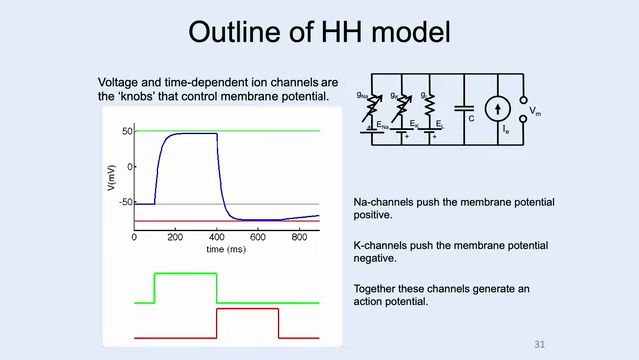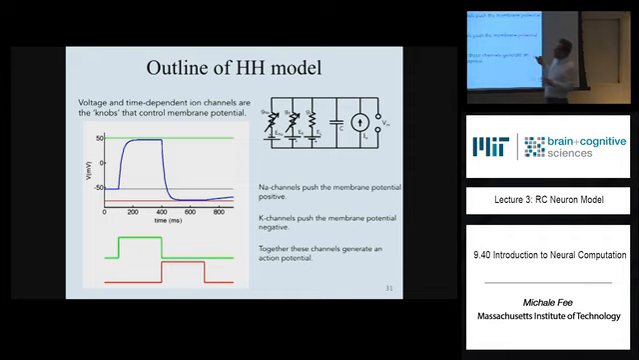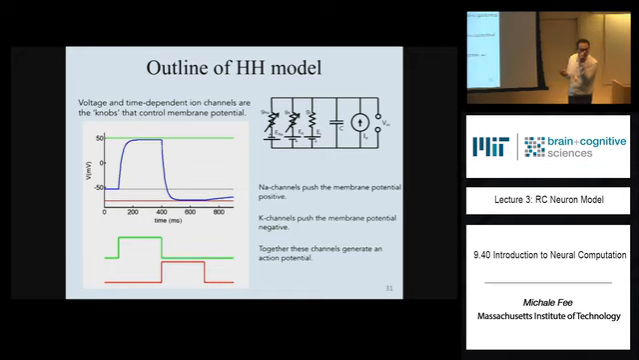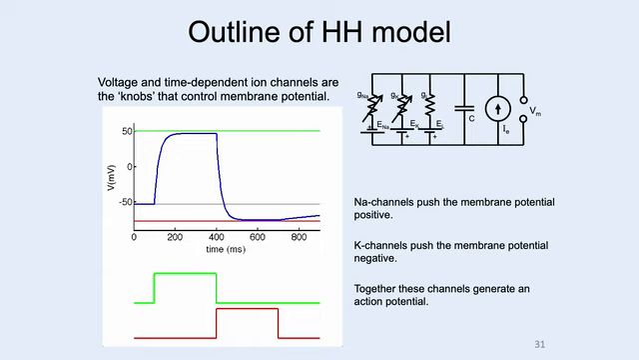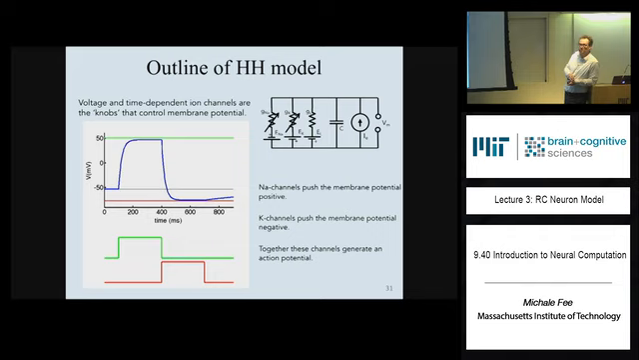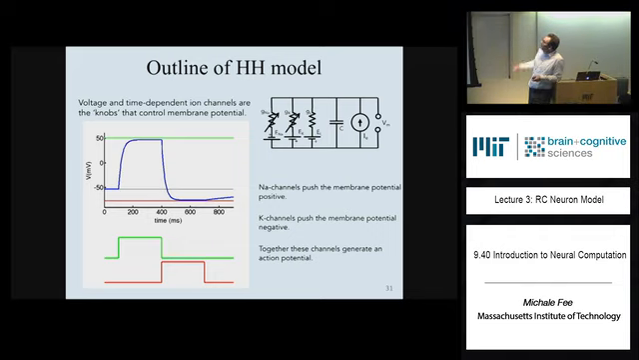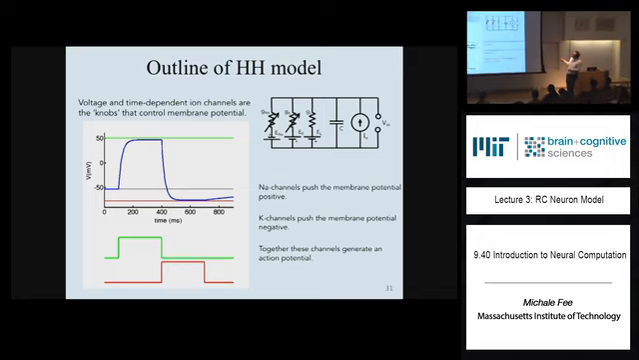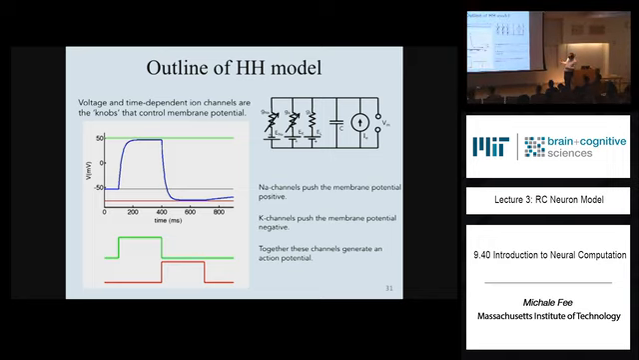Okay? But the essential picture that I wanted you to get from this slide is that these are just knobs, and when you turn the knobs, you can change the voltage in the cell. Each one of these is causing the cell to be dragged toward its reversal potential. Okay, so if this conductance is big, the voltage in the cell gets dragged toward ENa. If this conductance is big, the voltage in the cell gets dragged toward EK. Okay?